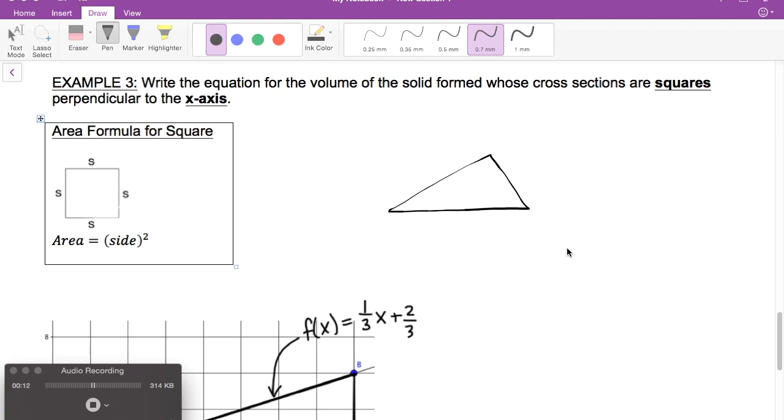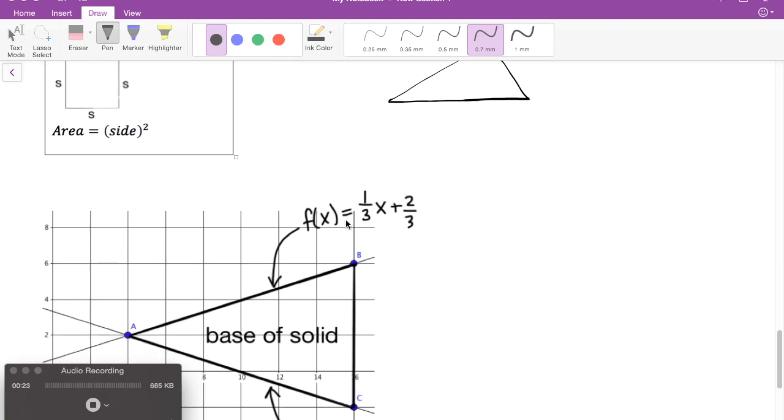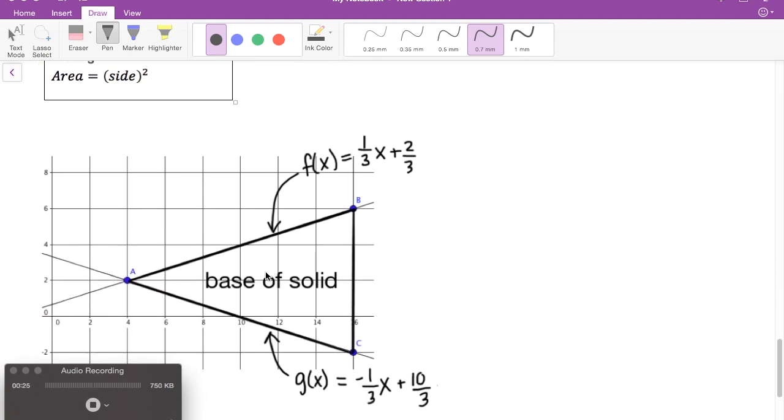So for example 3, write the equation for the volume of the solid whose cross sections are squares that are perpendicular to the x-axis. So pay attention to the cross section. They are squares, perpendicular to the x-axis, and we're given the graph of the base of the solid, which is this. This is a little bit different from the other one in that the sides of the base of the solid are given by two functions.